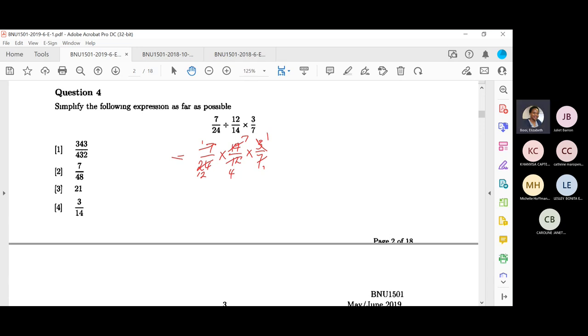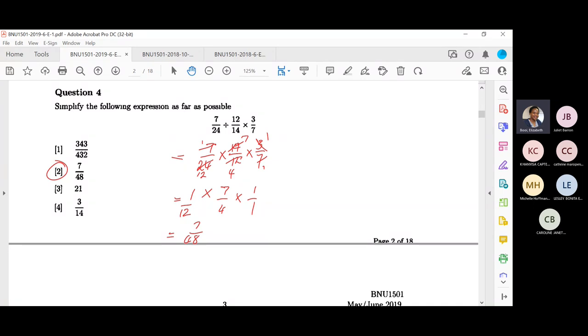Now I have 1, so I can write out what is left. 1/12 times 7/4 times 1/1. That is what I have right now. In order for me to simplify this, I multiply everything at the top with everything at the top, and everything at the bottom with everything at the bottom. So 1 times 7 times 1 is 7. And 12 times 4 is 48. Can 7 divide into 48? No, it cannot. It leaves a remainder and therefore the answer is option two.